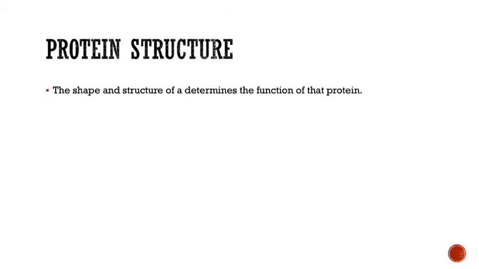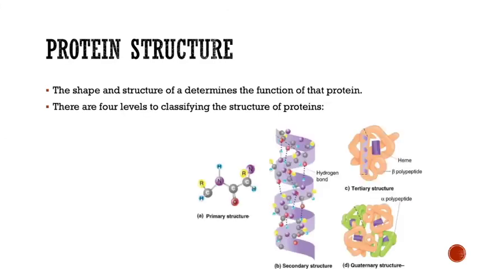So, basic protein structure. The shape and structure determine the function of a protein. However it's formed, and whether it's globular or more fibrous, can determine what the function of that protein is. There are 4 levels to classify the structure of proteins: the primary structure, the secondary structure, the tertiary structure, and the quaternary structure.